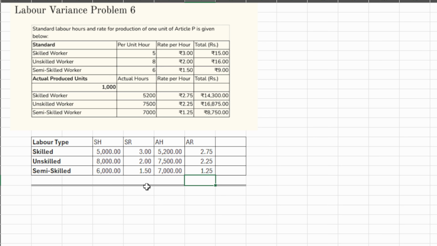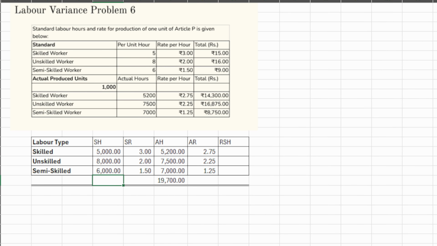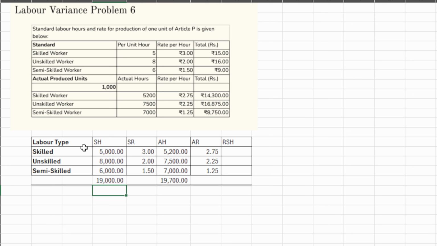Once I do this, I have to calculate something called revised standard hours. So how to calculate? Take the total of actual hours, then take the total of standard hours. To calculate the RSH of skilled, I have to multiply the total of actual hours in the ratio of SH of skilled divided by SH total. So this is given by 5000 divided by total. Once I do this, I get the revised standard hour for skilled.